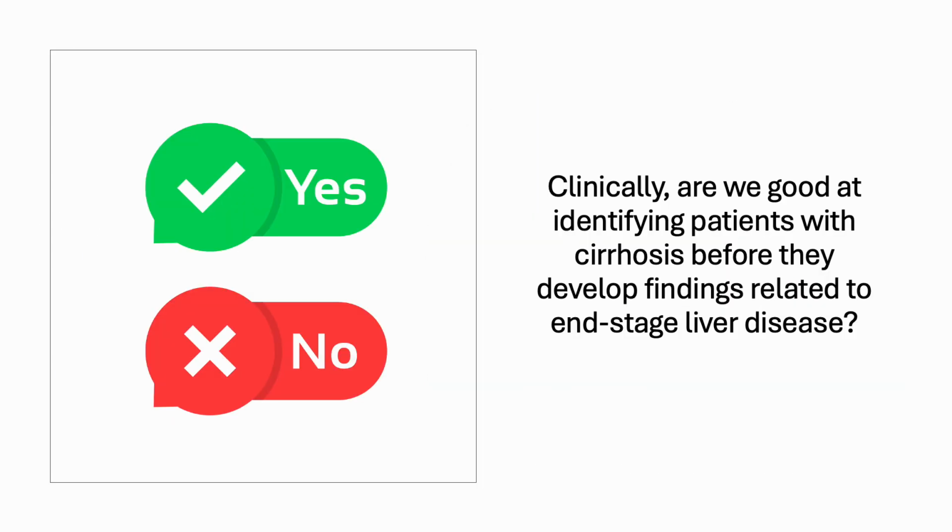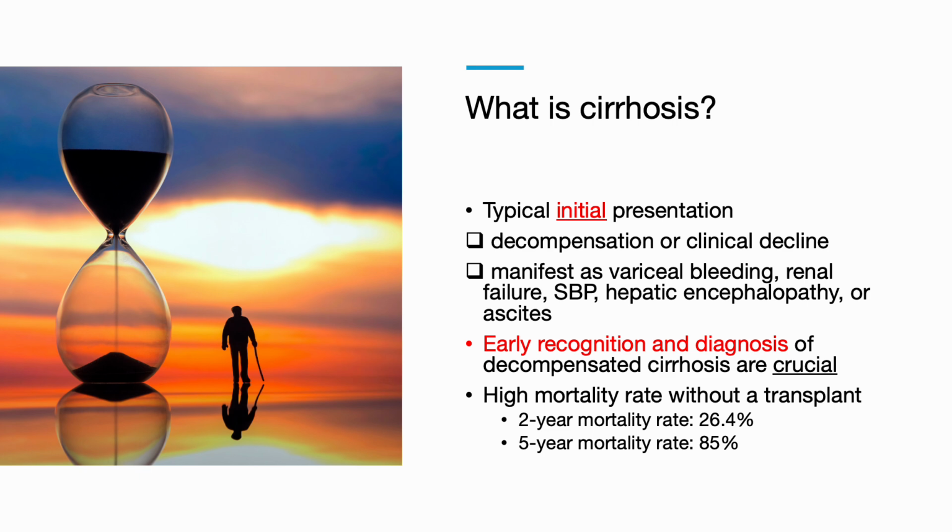Yes or no? Clinically, are we good at identifying patients with cirrhosis before they develop findings related to end-stage liver disease? Unfortunately, the answer is no. Clinically, a patient is typically diagnosed with cirrhosis when they present with decompensation or clinical decline, which can manifest as esophageal variceal bleeding, renal failure, spontaneous bacterial peritonitis, hepatic encephalopathy, or ascites.